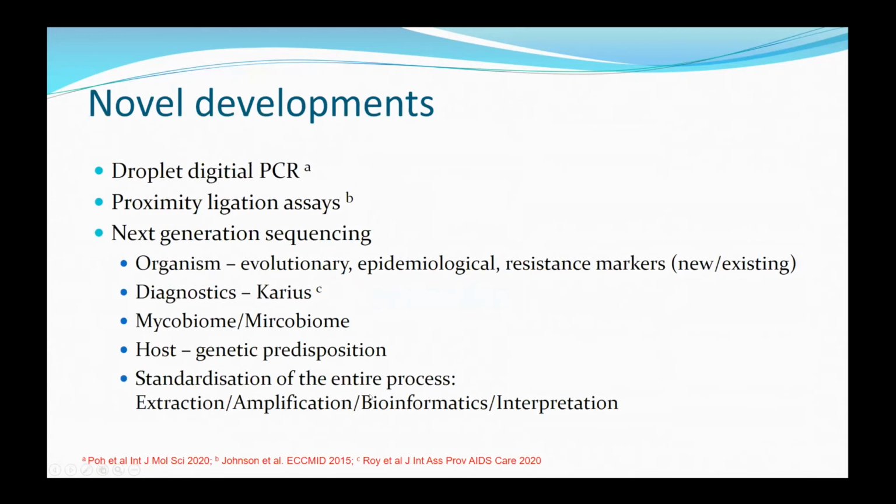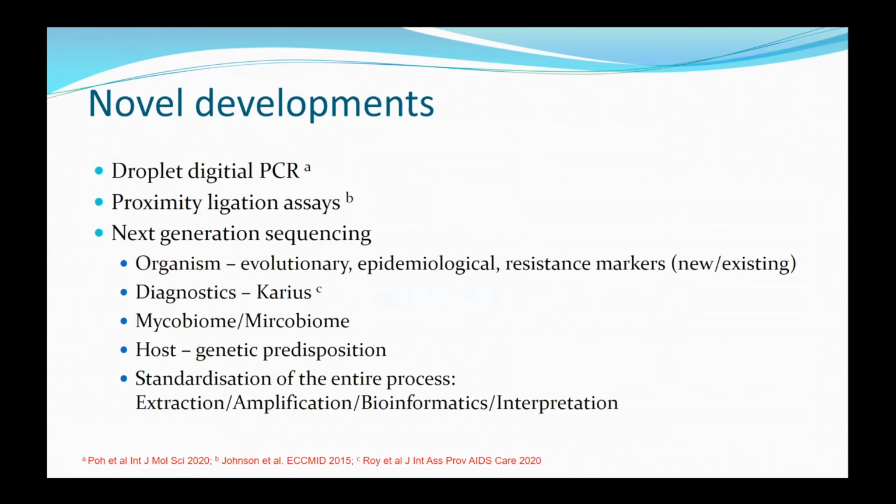Finally, novel developments where we've looked at droplet digital PCR. We've got some evidence now for Aspergillus and Candida detection, and droplet digital PCR is where basically the PCR is split into tens of thousands of individual reactions. It provides us with a better and more accurate quantification in relation to the fungal burden, and is also less prone to inhibition.